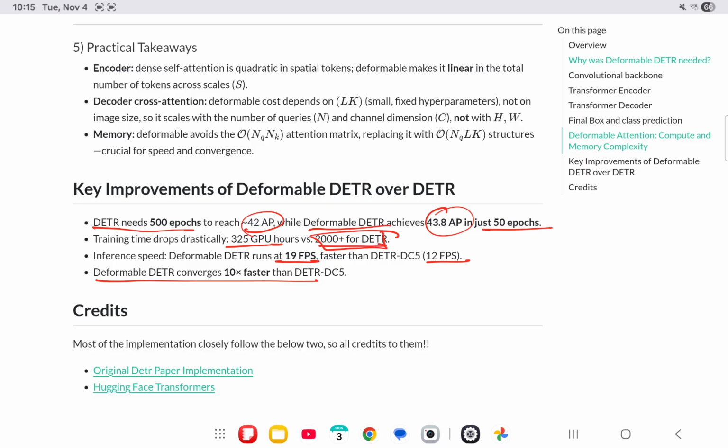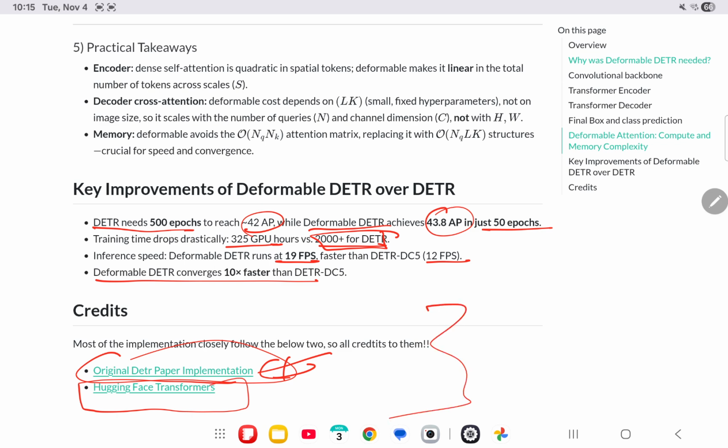Yeah. So first, credits: most of the code I have looked into is from the original paper implementation, which is neatly implemented, and Hugging Face also has a very neat implementation. If you're interested in actually using it, you can use these two. Yeah, that's it.